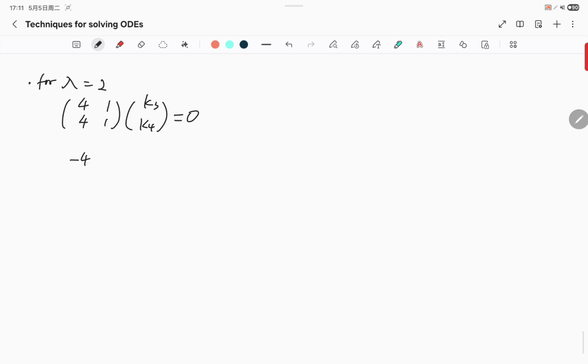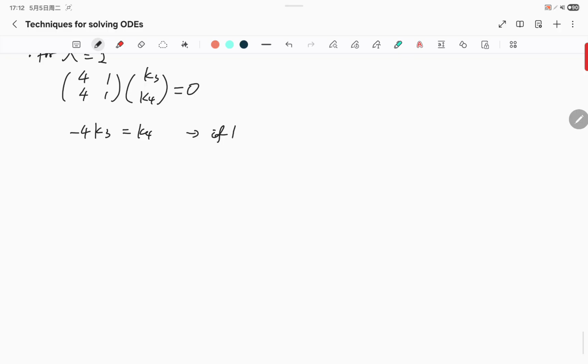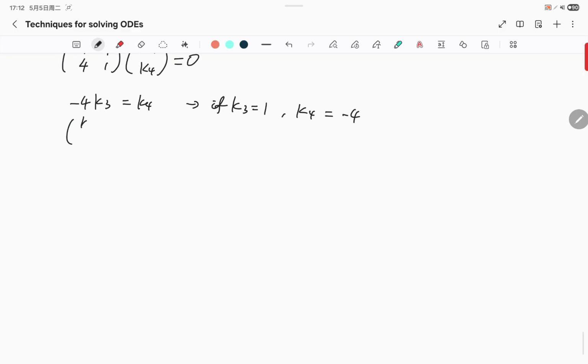So we have negative 4k3 is equal to k4, because this was like 4k3 plus k4, right? I put k3 to the other side, so I have that. That means if k3 is 1, then my k4 must be negative 4. So my second eigenvector is (1, negative 4).